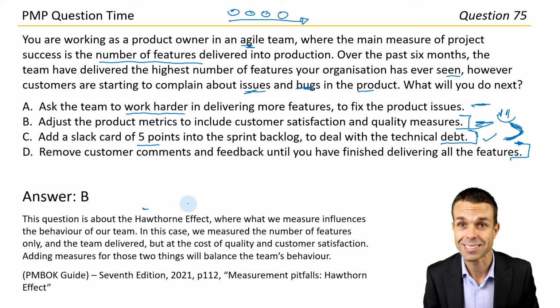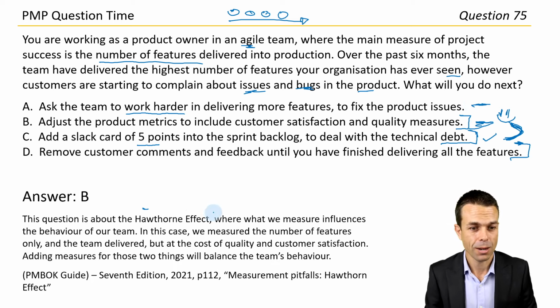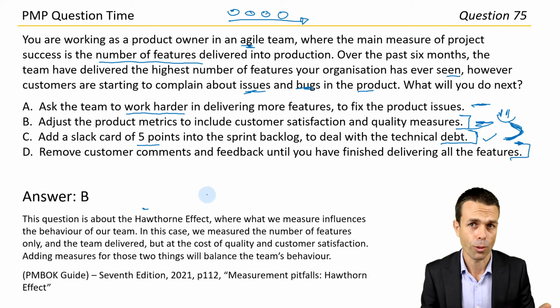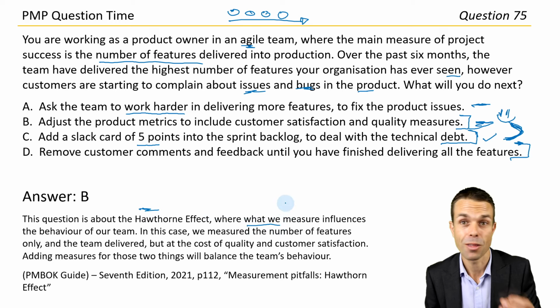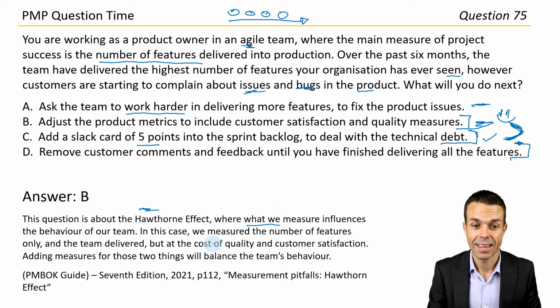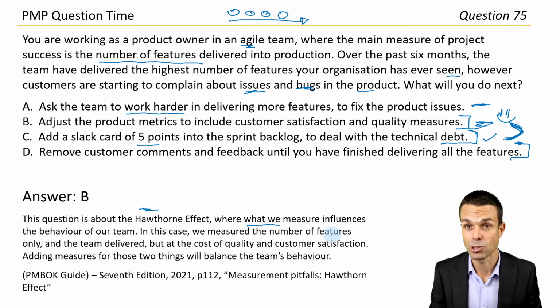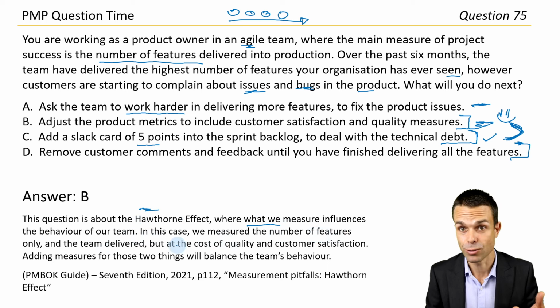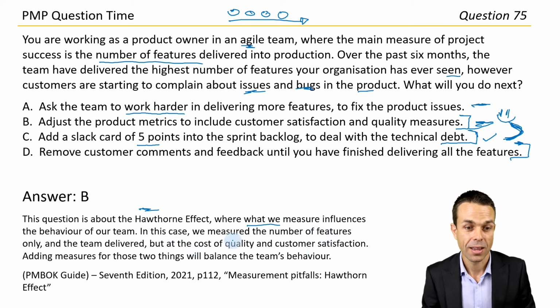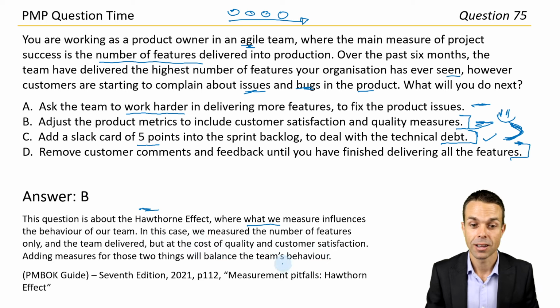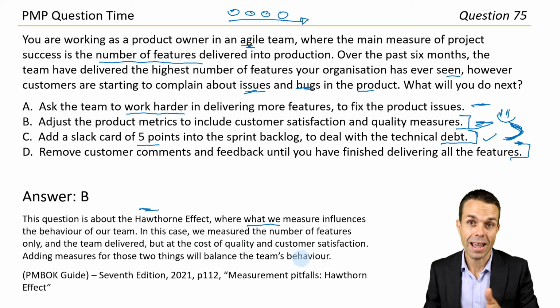Oh yeah, there it is. The Hawthorne effect. There you go. So I can't remember, it's by someone called Hawthorne, I think, obviously. And so what we measure influences the behavior of our team. In this case, we measure the number of features only, and the team delivered those features, but at the cost of quality and customer satisfaction. By adding measures for those 2 things, that will balance out the team's behavior.